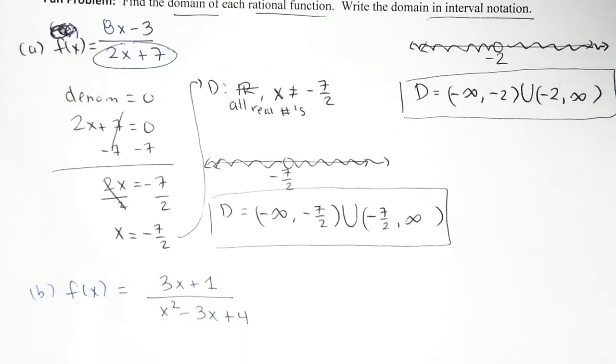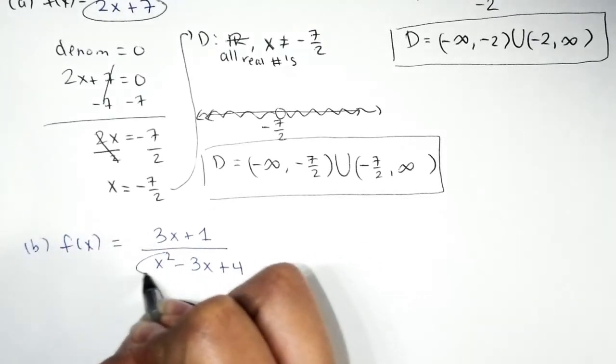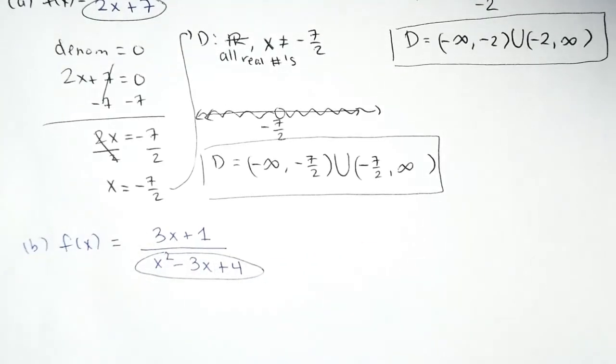f(x) = (3x + 1)/(x² - 3x + 4). Okay, fantastic. So the directions: find the domain of each rational function. So rational function, or fraction. I'm like, okay, what's the domain? Oh, it's all real numbers except for the restrictions. All real numbers except for those that make the denominator equal to 0.